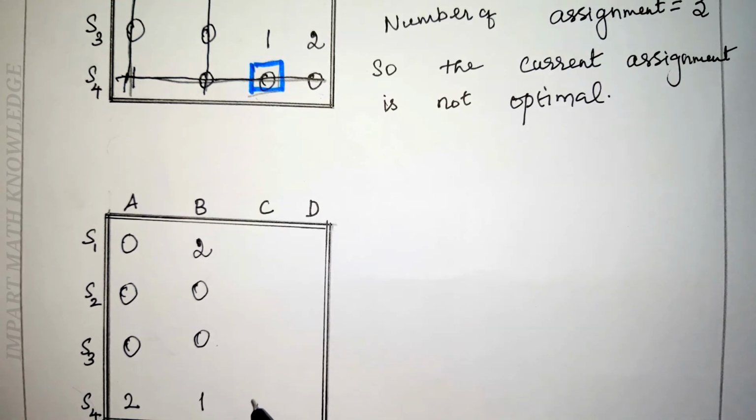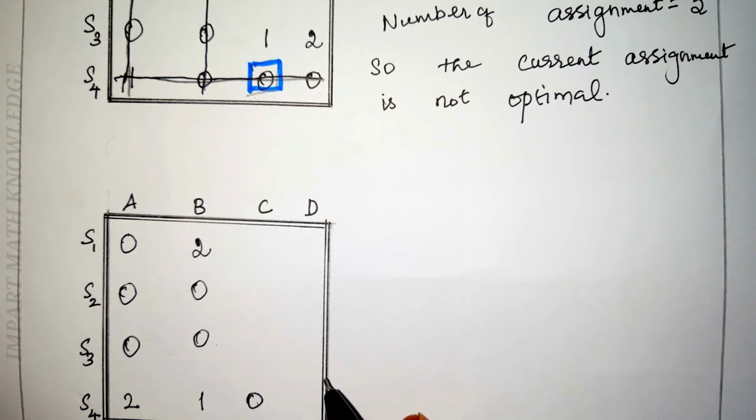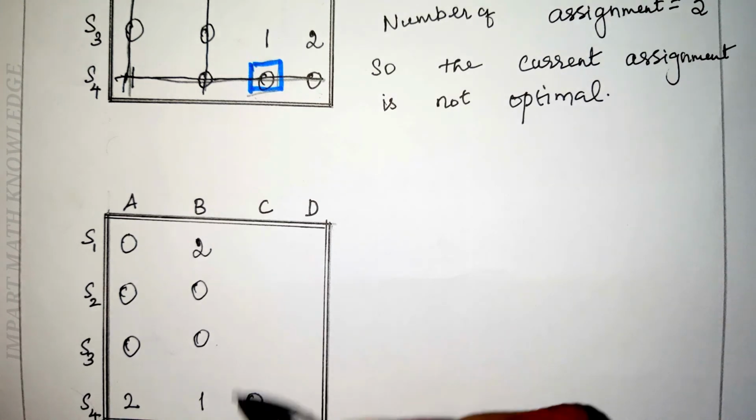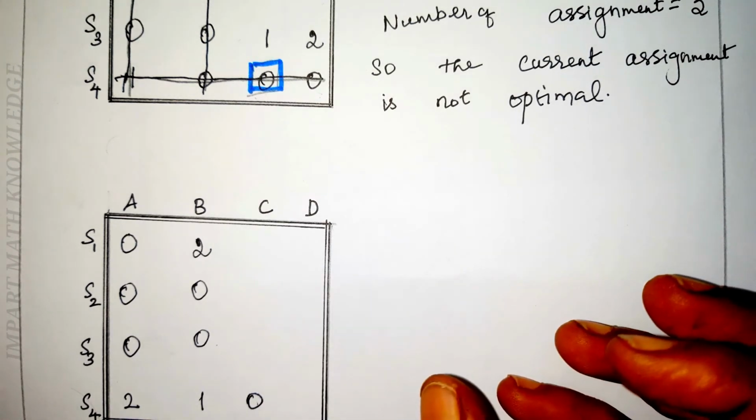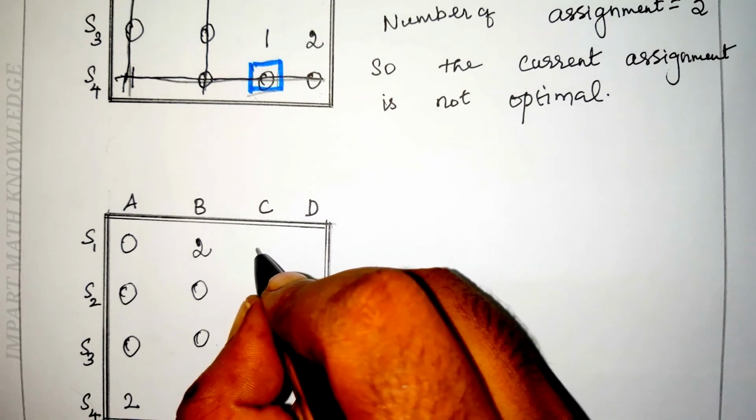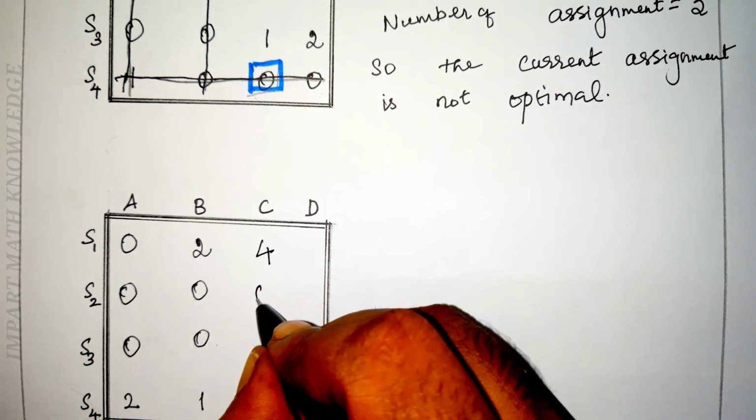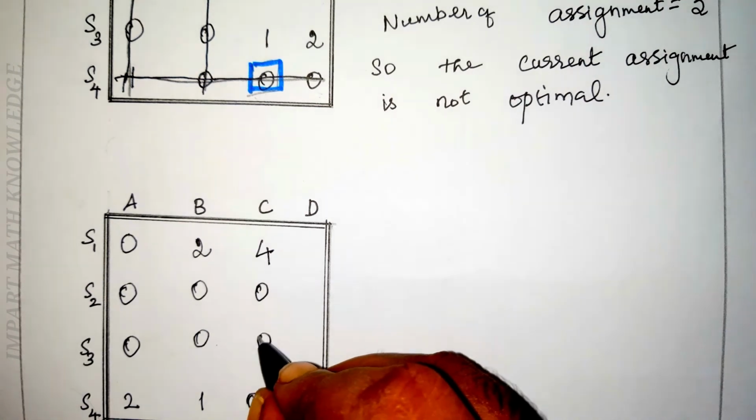The third column, the 0 is covered with a single line, so no change. Other elements are not covered with the line, so you have to subtract that value. 5 minus 1 is 4. 1 minus 1 is 0. 1 minus 1 is 0 again.